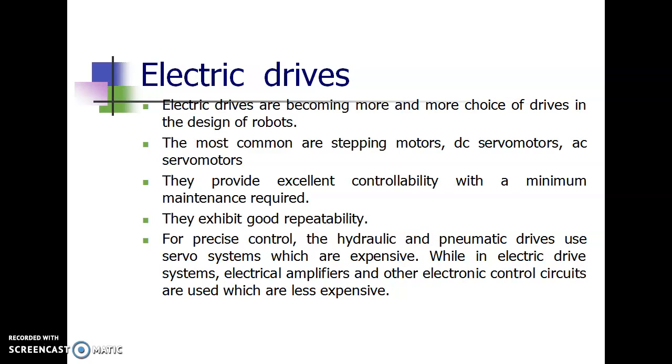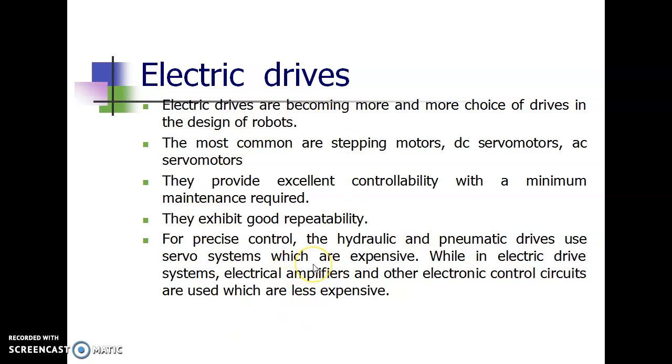The third type of drive system is the electrical drive system, which is very common in robotics. This is becoming more and more the choice of drives in the design of robots. The very reason is it has excellent controllability with minimum maintenance required. So electrical drive systems have excellent controllability, and because of that they are much used in robot drives. The common electrical drives are stepper motors and servos. The servos can be classified as DC servos as well as AC servos.